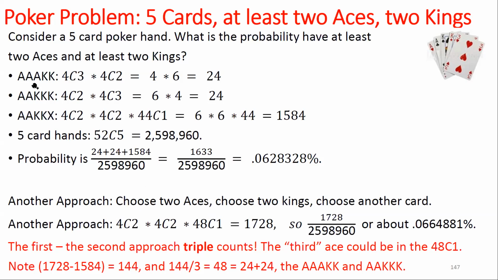Let's look at it another way. The number of ways we can have 2 aces, 2 kings, and a card that's not an ace or a king is 1,584. This approach says there's 1,728. So if we look at the differences, 144 extra hands. We claim that we have to divide by 3 because if we have 3 of a kind, there's 3 ways to choose which is the ace that comes in here, or which is the king that comes in here. So 144 divided by 3 is 48. 48 is 24 plus 24, and that's precisely the 3 aces, 2 kings, 2 aces, 3 kings hands.